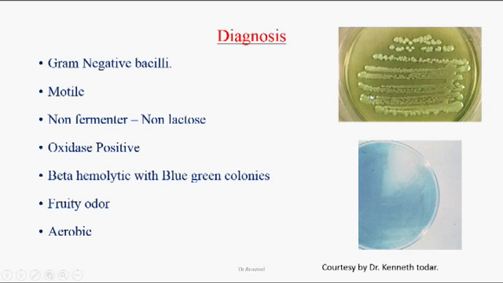Here on the right side you can see Pseudomonas aeruginosa growing in colonies. Here is the bluish pigment, which is pyocyanin pigment secreted by this organism on the culture media. It grows on basic nutrient media without needing many growth factors.